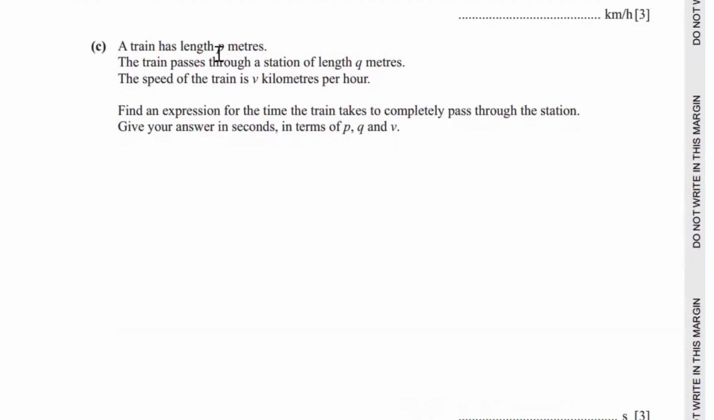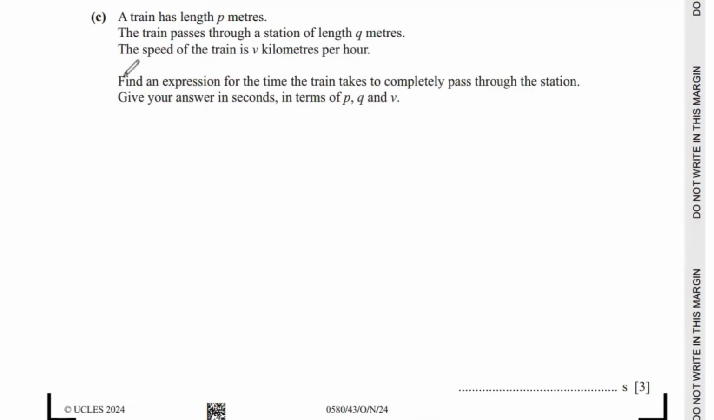Then it says a train has length p meters. The train passes through a station of length q meters. The speed of this train is v kilometers per hour. Find an expression for the time the train takes to completely pass through the station. Give your answer in seconds in terms of p, q, and v. So if you look at the question, the length of the train was p and the station is q. So total distance in meters is p plus q.